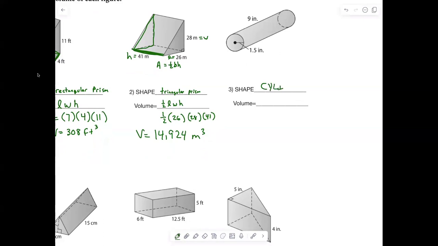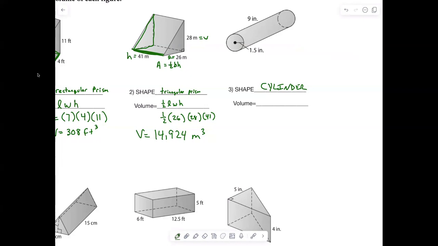Based off of my definition, volume is base times height. Can anybody tell me what the formula for volume of a cylinder is? Length times width. There is no length and there is no width. Come on. Area of the base times height. Area of the base. What is the base shape? So what's the formula for area of a circle? Come on, somebody.